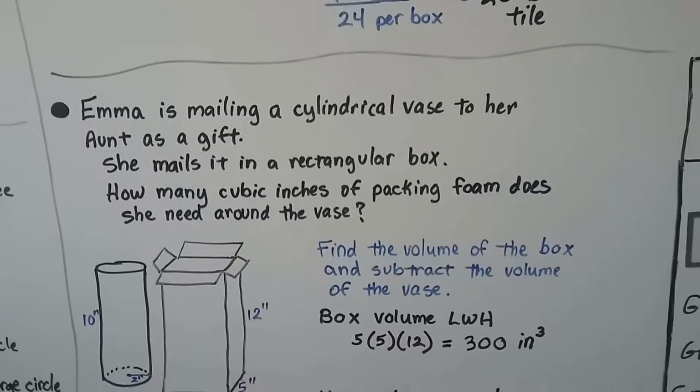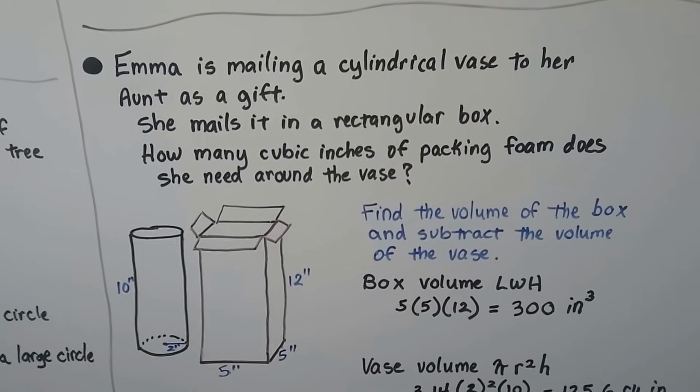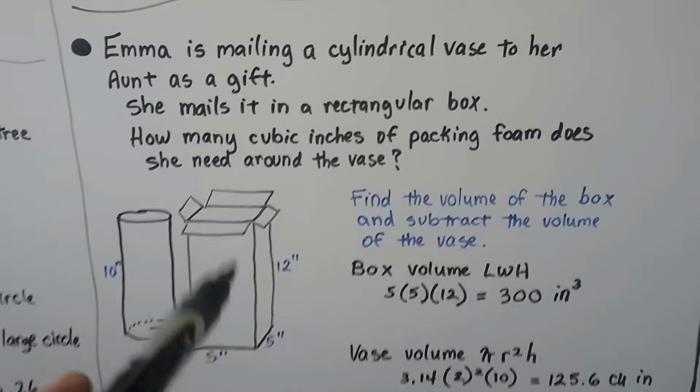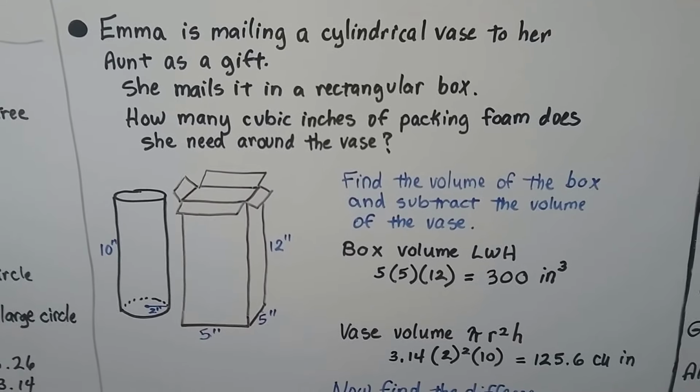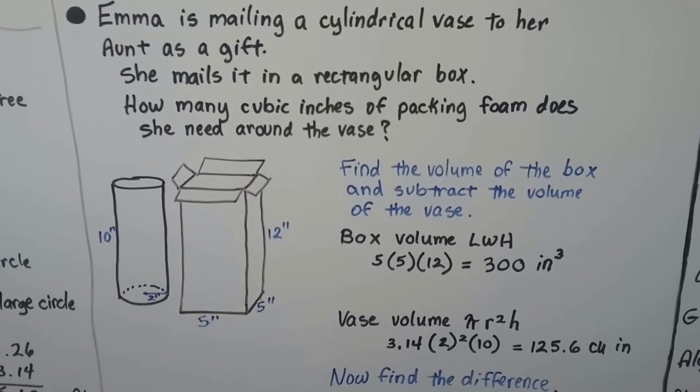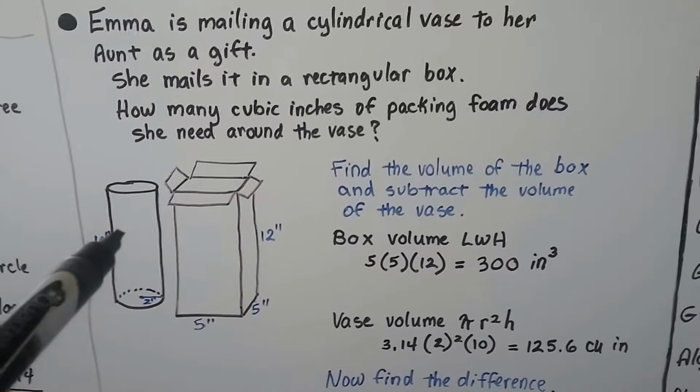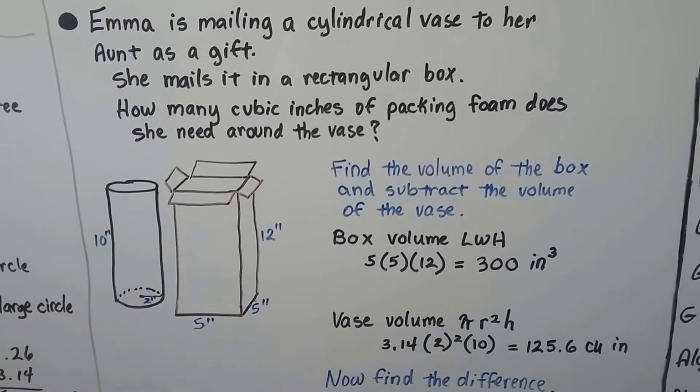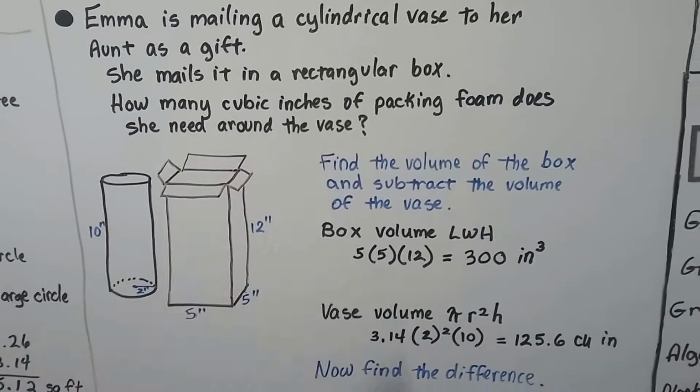Emma is mailing a cylindrical vase to her aunt as a gift. She mails it in a rectangular box. How many cubic inches of packing foam does she need around the vase? We're going to find the volume of the vase and the volume of the box, and we're going to find the difference in cubic inches.